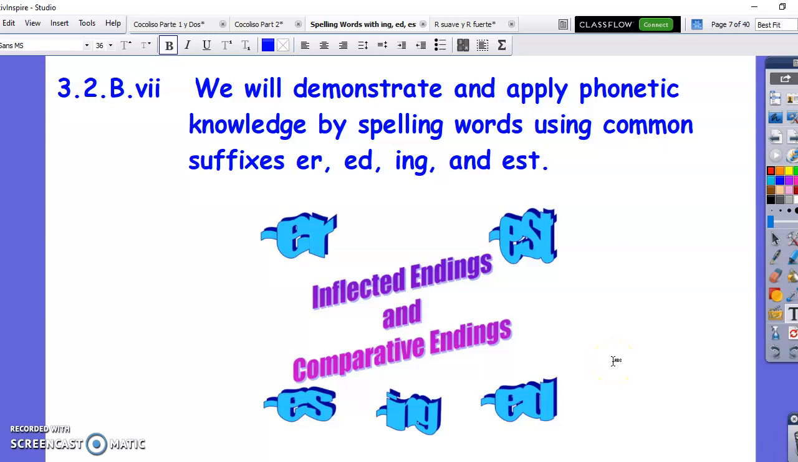Today's objective is we will demonstrate and apply phonetic knowledge by spelling words using common suffixes er, ed, ing, and est. This is 3.2b7.